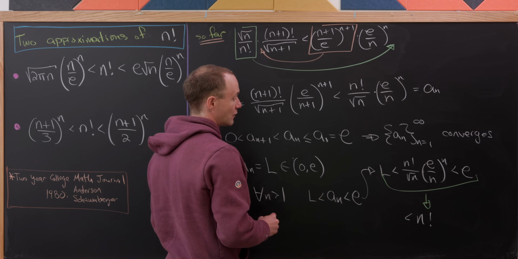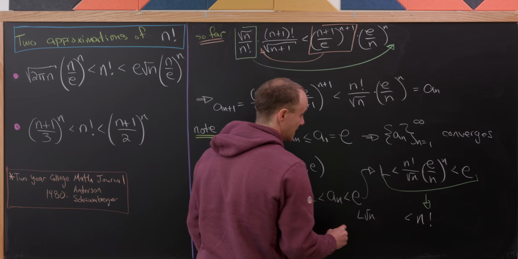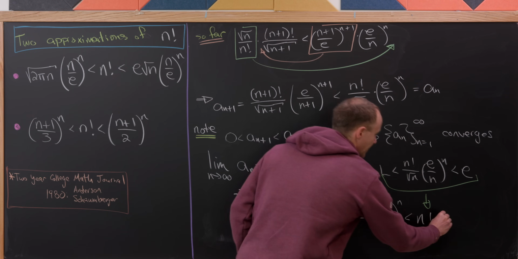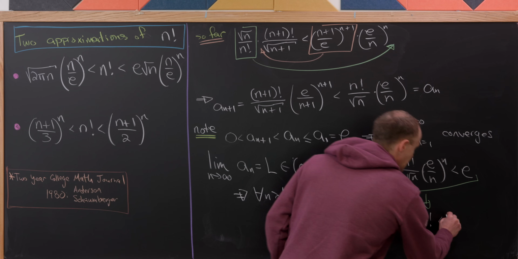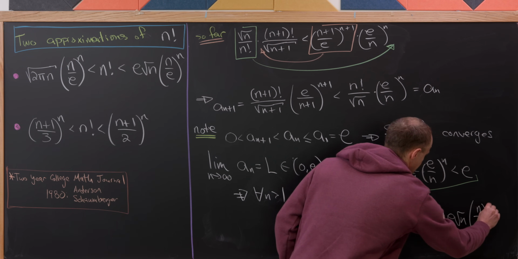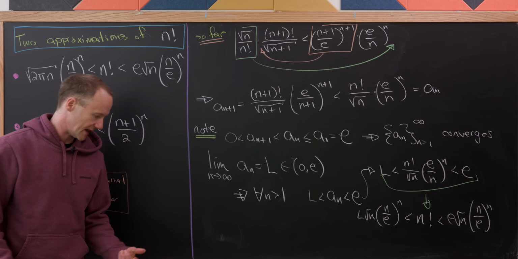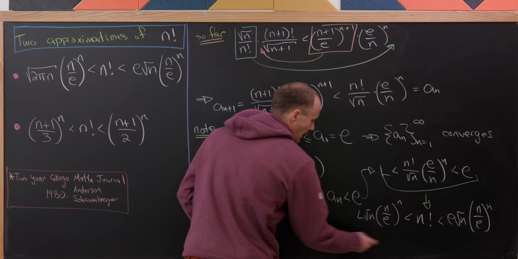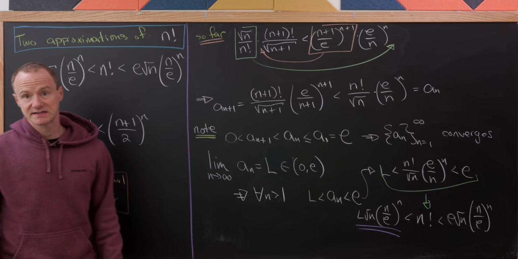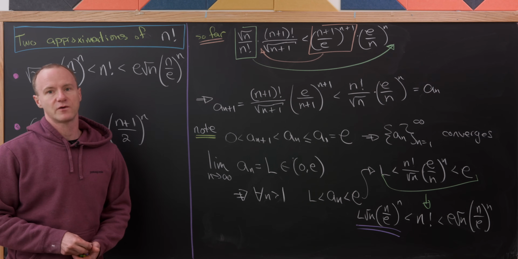So n factorial will be bigger than L times the square root of n times (n over e) to the n, but it'll be less than e times the square root of n times (n over e) to the n. So observe that this right-hand side is exactly our goal right-hand side. We just need to figure out this value of L to determine the left-hand side coincides with what we have over here. Okay, so let's finish it off with that fact.